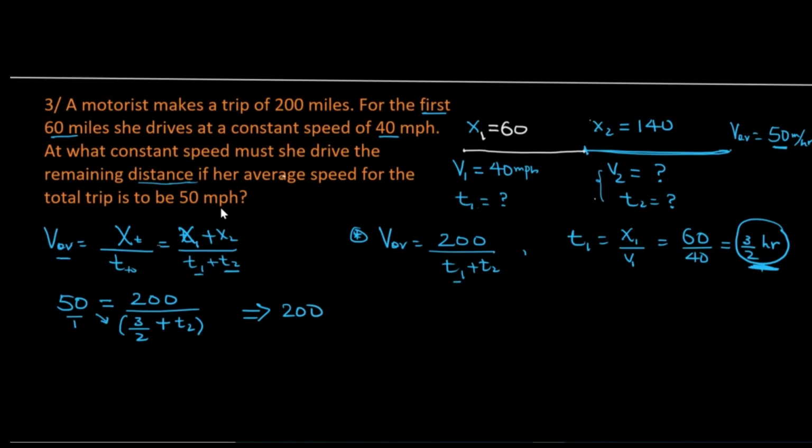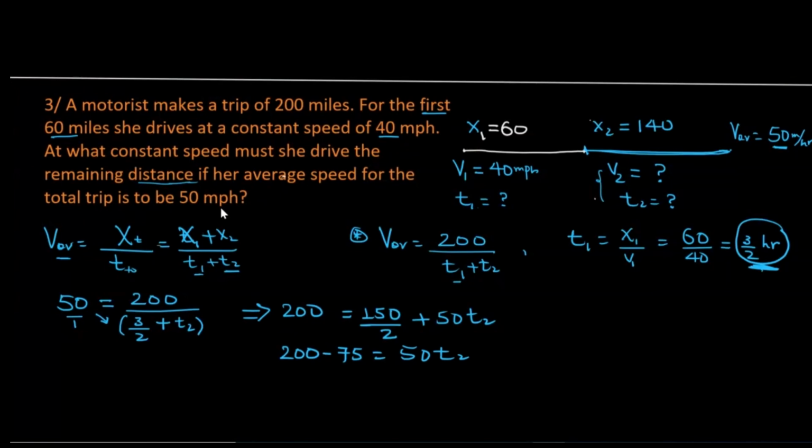So that will be 200 equals 50 times the parenthesis. I have to distribute the 50 to everything in the parenthesis. 50 times 3 over 2 is 150 over 2, plus 50 times T2 is 50 T2. Look at this, this is a very important relation. Now I'm going to solve for T2. All I have to do is move this 150 over 2, which is 75, to the left side. So that means 200 minus 75 is equal to 50 T2.